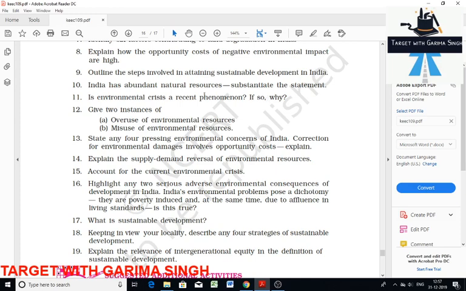Third, give two instances of overuse of environmental resources. There is a massive overuse and misuse of environmental resources. Examples of overuse of environmental resources are deforestation and land degradation. Misuse of environmental resources leads to global warming and ozone depletion.